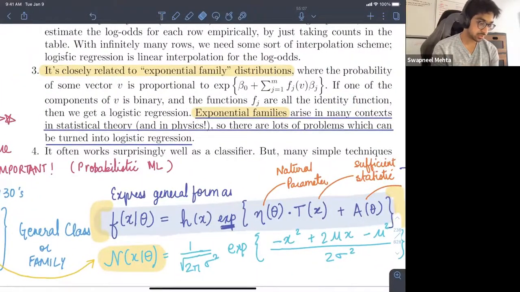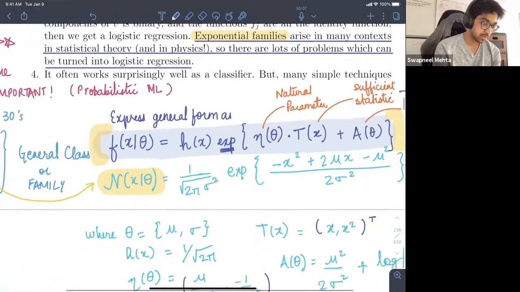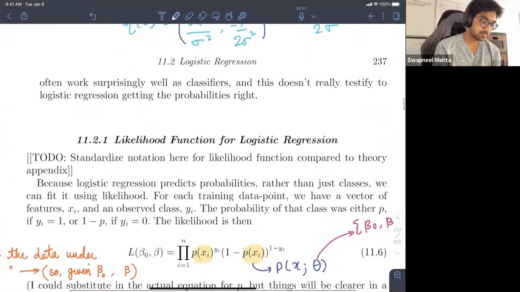Finally, the last thing I want to say is that logistic regression is used because it often works surprisingly well as a classifier. It works correctly, but it works well. So even though the true model might not be linear, logistic regression gives you a good approximation to it.